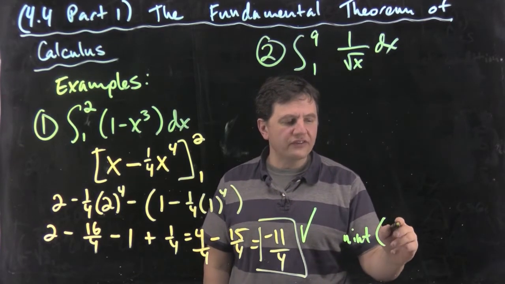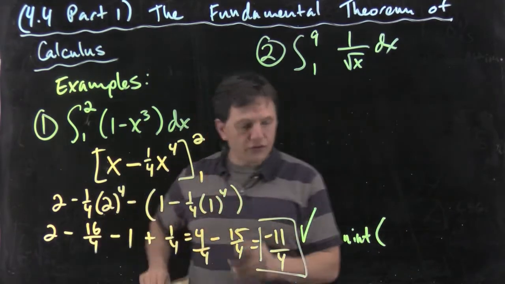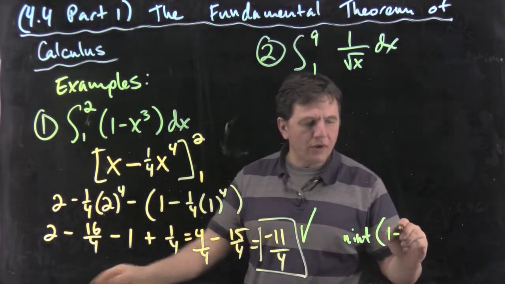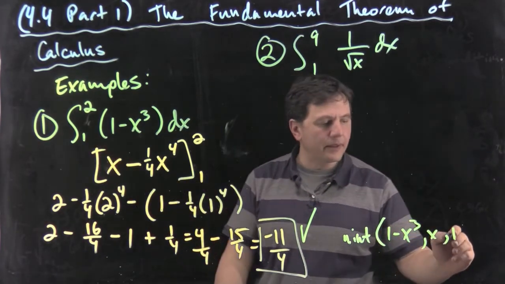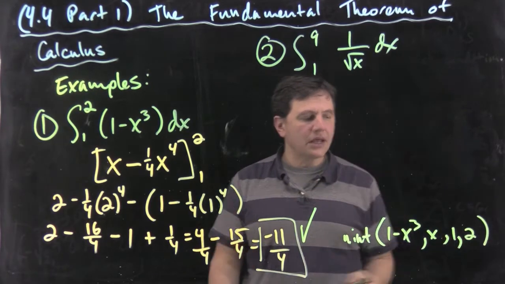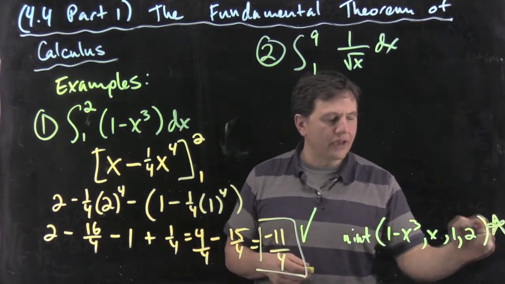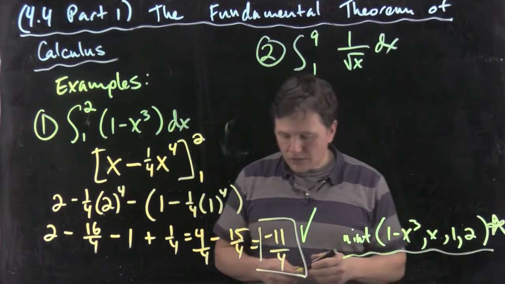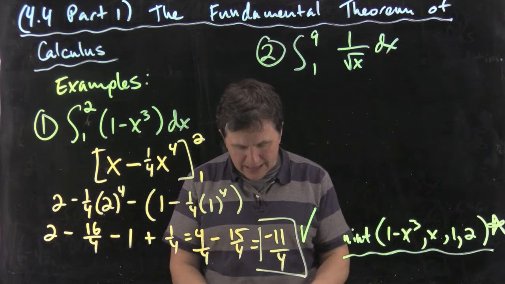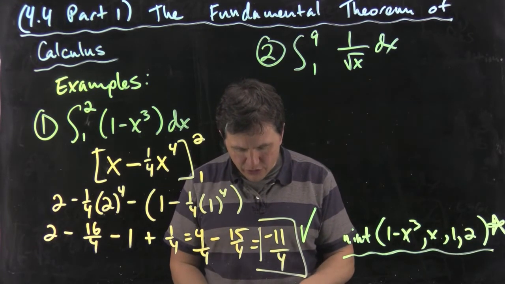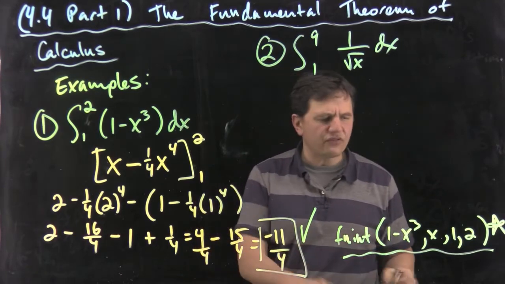It shows parentheses, and the way you enter this is you enter your function. So we'll enter 1 minus x to the third, comma x, comma your bottom limit, and then comma your top limit. And this will do the same thing for you. So those of you with the older calculators, you just have to know to enter it like this. Let me double check this. Actually, it's fnInt, I think that's finite integral.